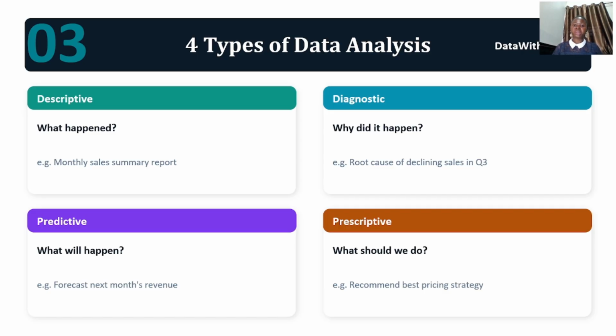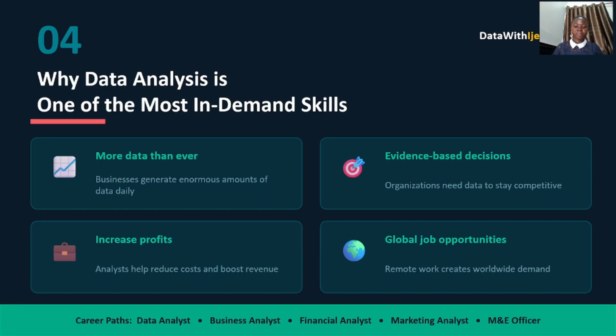Then for prescriptive analysis, it is solving the problem of what should we do. Okay, so you're just trying to recommend something. So you want to use the past record to recommend what they should do. For example, recommend the best pricing strategy. So, okay, that is the four main types of data analysis that we have.